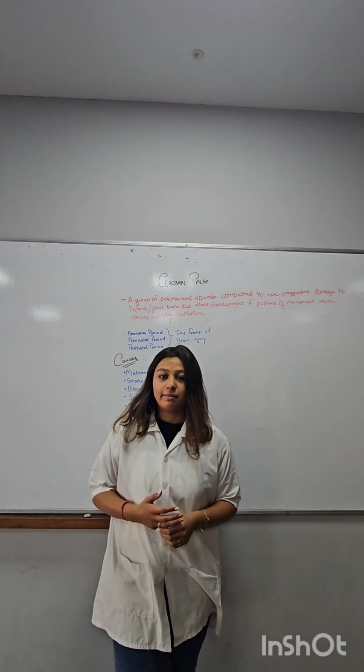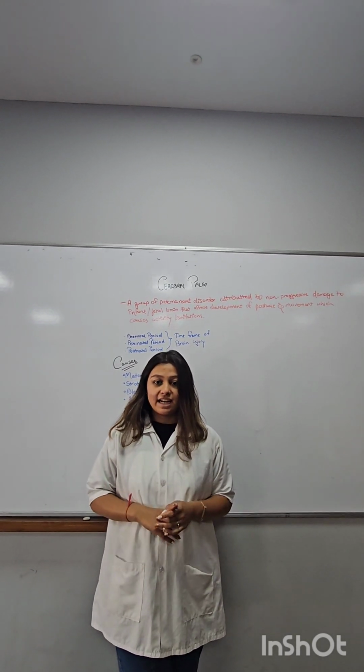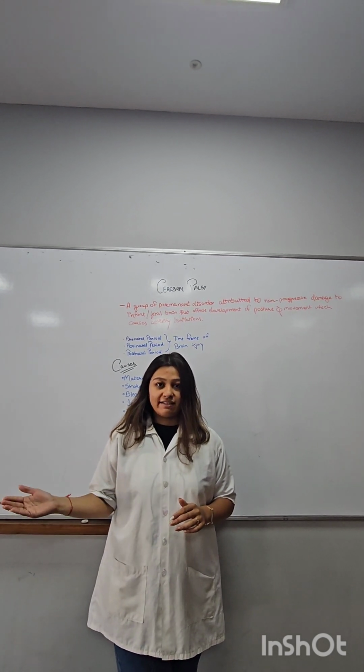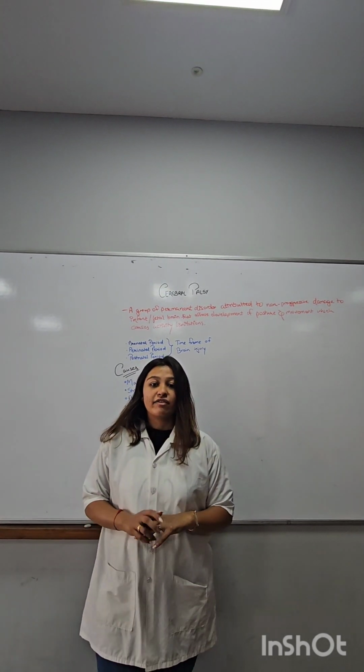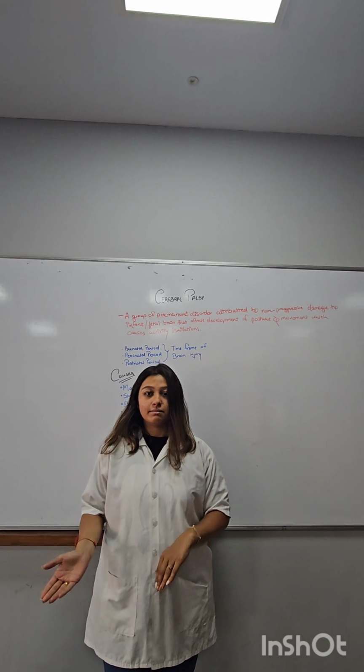So what is the prenatal period? It's from conception to the onset of labor. Perinatal is from 28 weeks intrauterine to 7 days. And now the postnatal period, that is the first 28 days after birth.